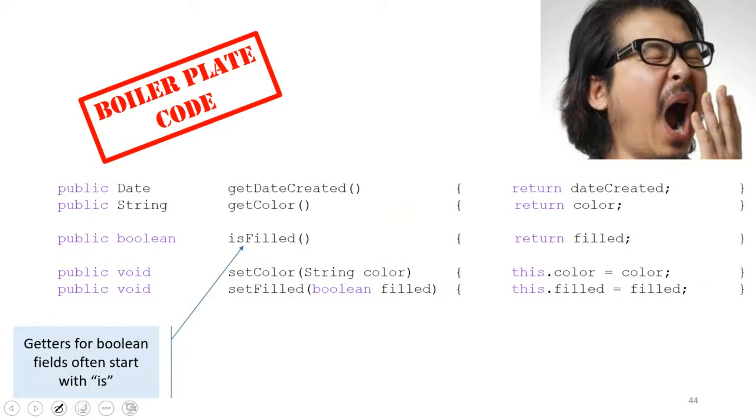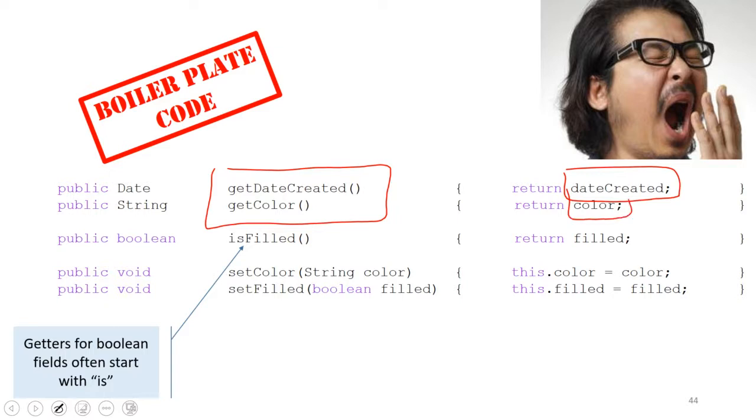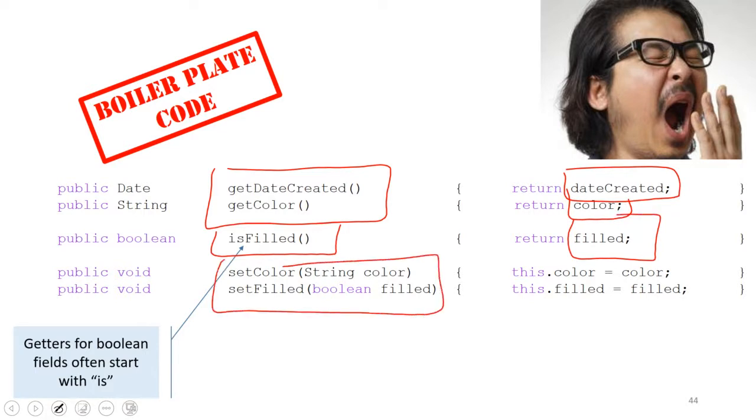And then we have what is called boilerplate code. Boilerplate code means stuff that you can almost write in your sleep after a little while, okay? What is it? The getters, for example, generally are very trivial. You want to get date created, I return the attribute date created. You want to get the color, I return the attribute color. You want to get the value of the attribute field, I return the attribute field. You want to set the color and set the attribute field.